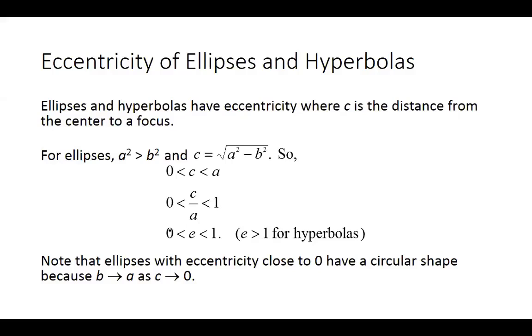For ellipses, a squared is greater than b squared, and c is equal to the square root of a squared minus b squared. So c would be between 0 and a. Then if I divide each term by a, you would get c over a is between 0 and 1. The e would be equal to c over a. I'm going to use this in a lot of our calculations. Eccentricity, e, is equal to c over a. And what's important is e is greater than 1 for a hyperbola. Note that ellipses with eccentricity close to 0 would have a shape of a circle.